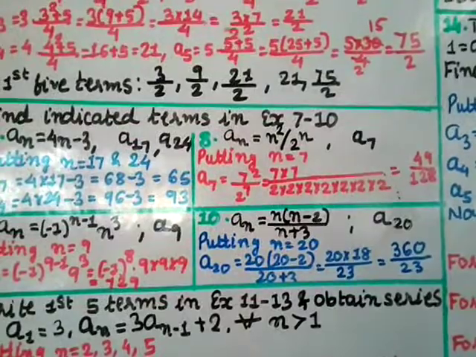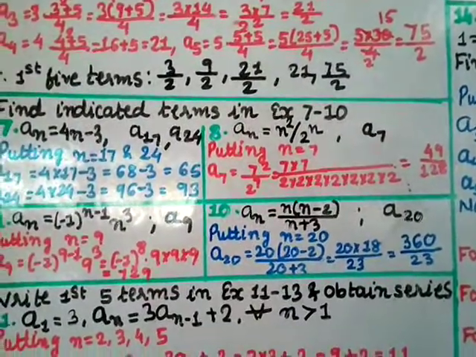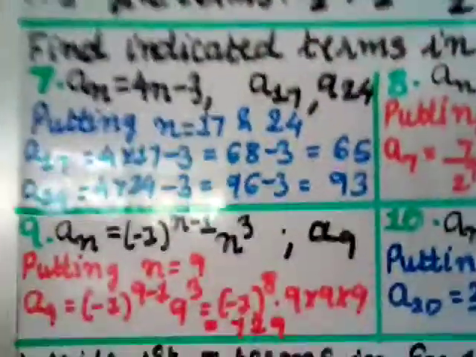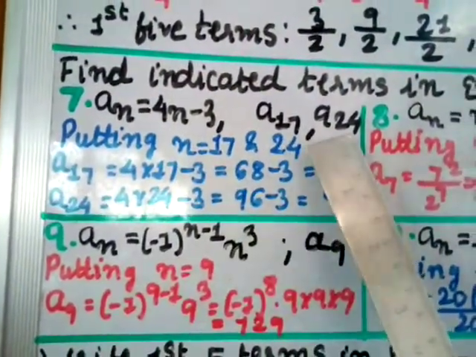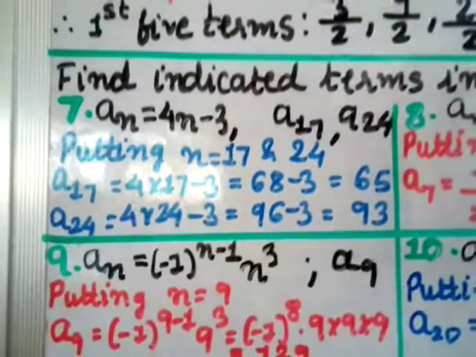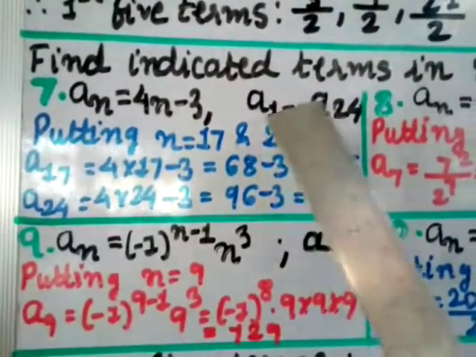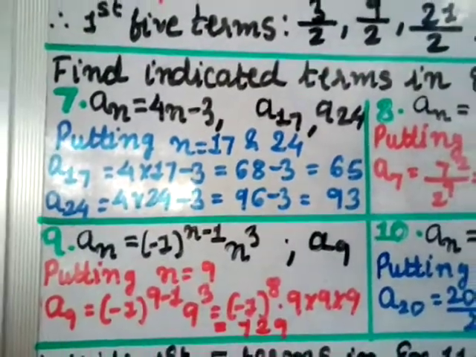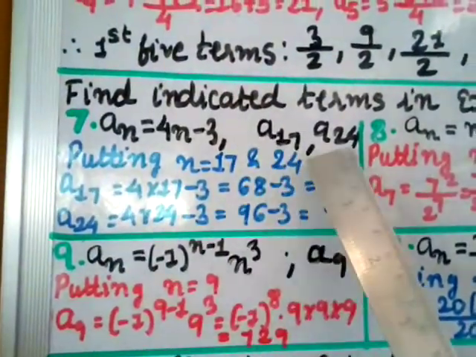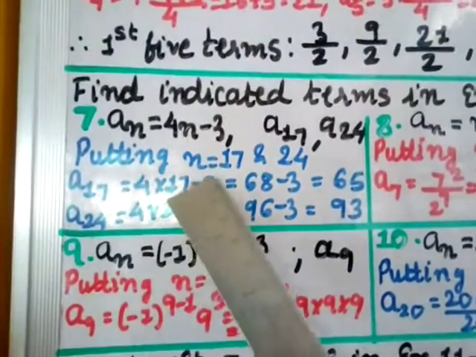Find indicated terms in exercise 7 to 10. Question number 7. An equal to 4n minus 3, find A17, A24, and here we are given the general term. The nth term is given. So you have to find the 17th and 24th term. So you will put n value as 17 and 24.